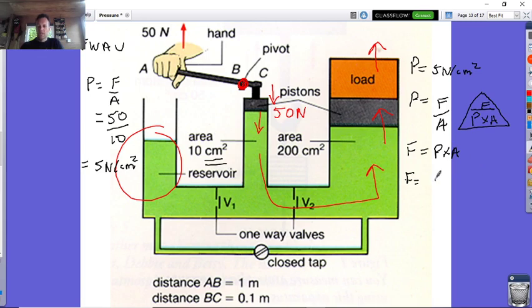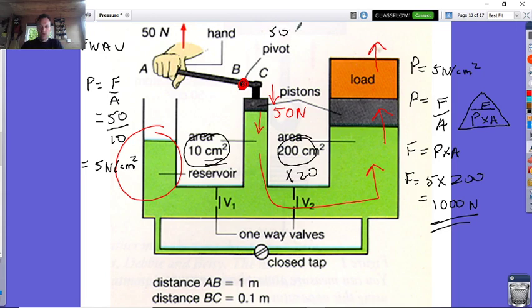Now, the pressure is going to be 5. The area, as I mentioned before, is going to be 200. Simple maths then, that is going to equal 1,000 newtons. You can see now you've got a bigger force. The other way of doing it: can you see this is literally 20 times the area? So a quick way of doing it is to take 50 multiplied by 20, which equals 1,000 newtons.